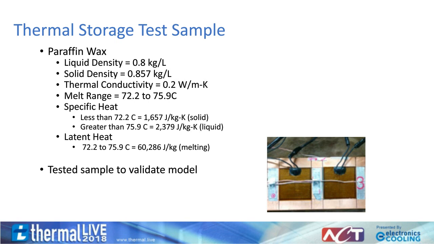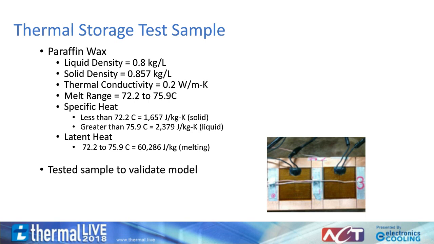Specific heat, which is related to the latent heat diffusion mentioned previously, is the amount of energy per unit mass required to raise the temperature of the material by 1 degree Celsius. The reason why PCMs are so effective is that during phase transition, there's a dramatic increase in specific heat. As you can see, there is an order of magnitude increase from approximately 1,600 joules per kilogram degree Kelvin as a solid to over 60,000 as it is melting between 72.2 and 75.9 degrees Celsius.